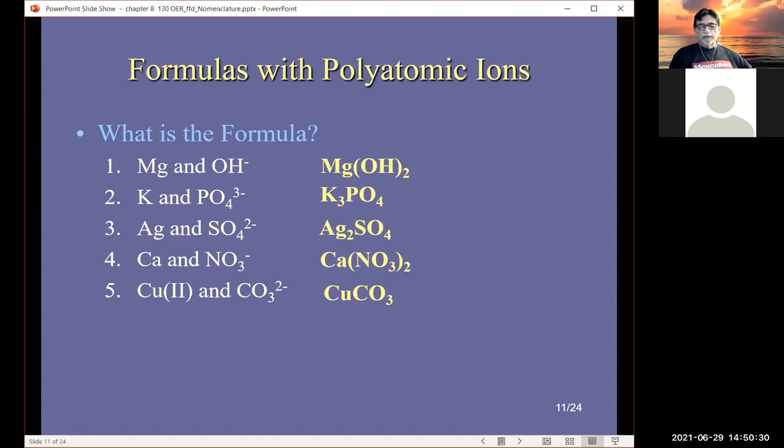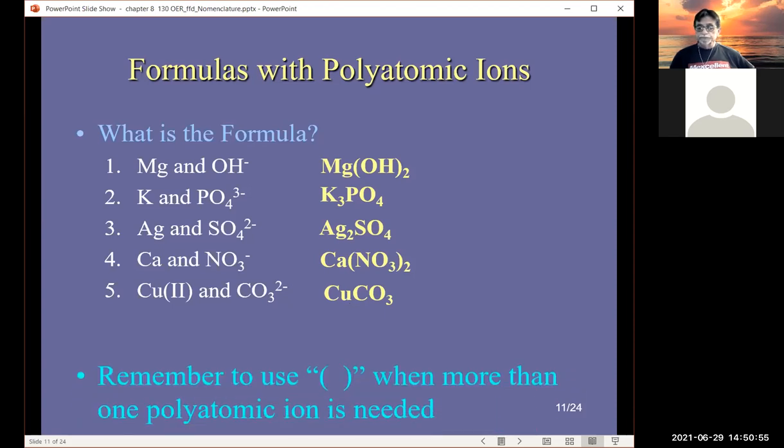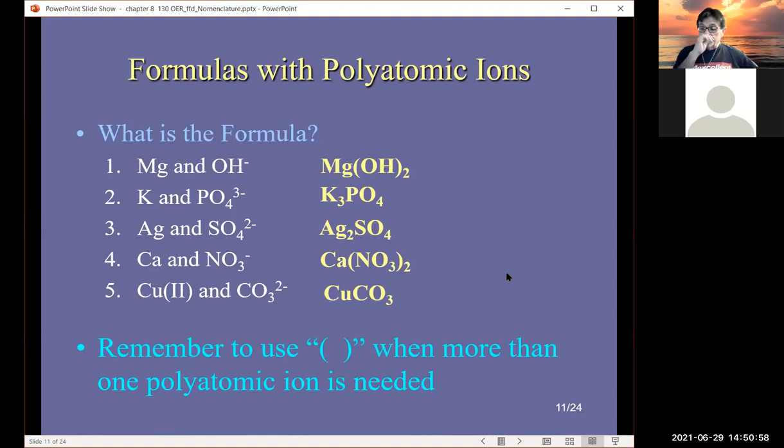And so we have here, I'll start from the top again. The name is magnesium hydroxide. Number 2 is potassium phosphate. Silver sulfate for number 3. Calcium nitrate for number 4. And now we have copper, Roman numeral 2, carbonate. So remember to use the parentheses when you need to use more than 1 polyatomic ion.